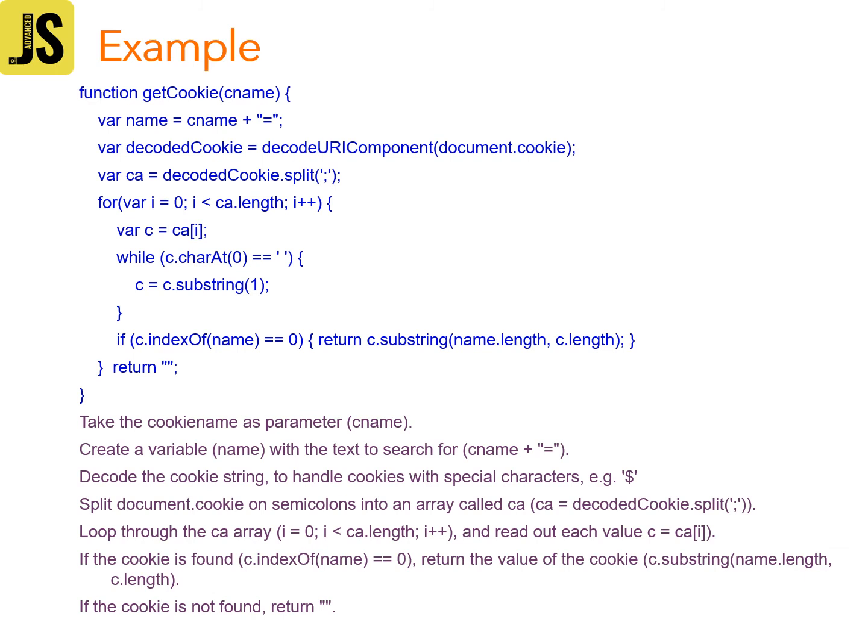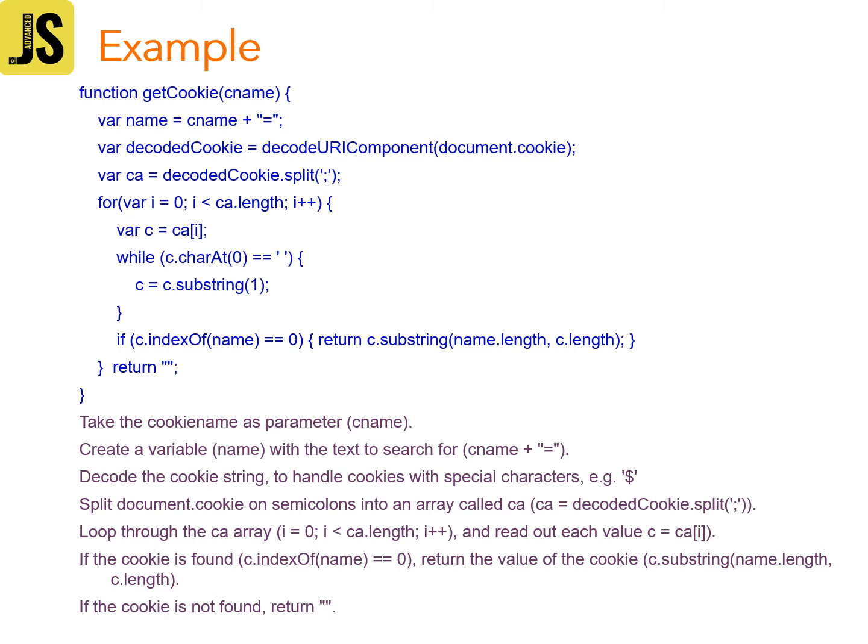Then after that, decode the cookie string to handle cookies with special characters. So the third statement of that particular code mentions decoding the cookie string to handle cookies with special characters, for example dollar symbols, or exclamatory symbols, or at symbols like that.